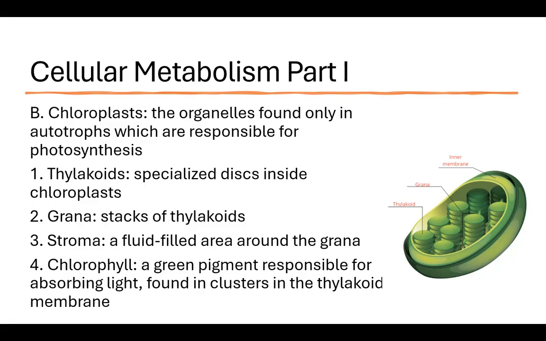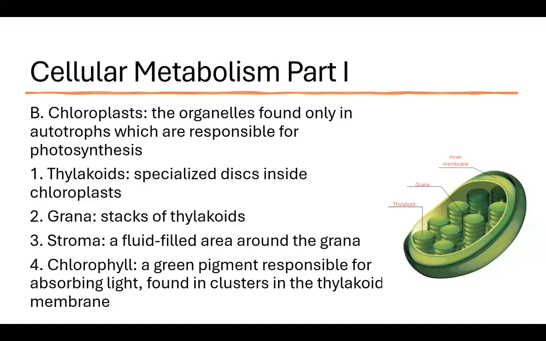Chlorophyll is the fourth item that we'll take a closer look at, and this is a green pigment that is responsible for absorbing light, soaking up that light, and it is found in clusters inside the thylakoid membrane.